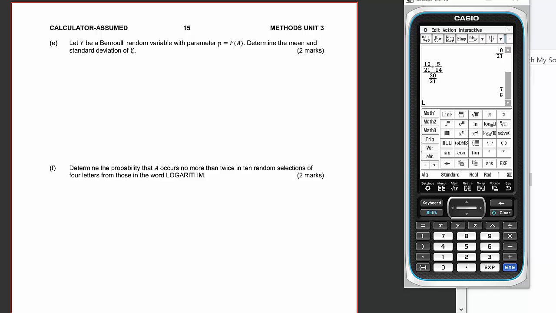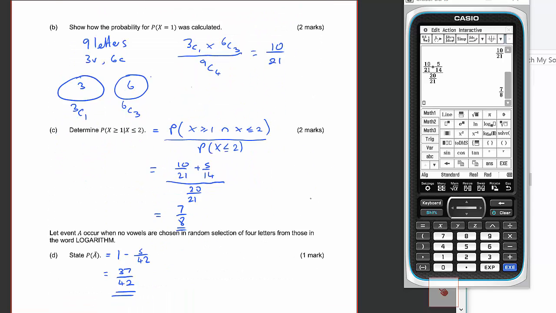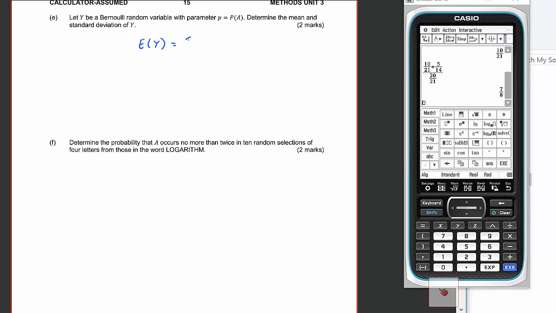Let y be a Bernoulli random variable with parameter p equal to P of A. Determine the mean and standard deviation of y. Well, for a Bernoulli, we know that the expectation is just equal to p, which was 5 over 42. The standard deviation is, as always, the square root of the variance, and for a Bernoulli that's pq, so that's going to be 5 over 42 multiplied by 37 over 42.